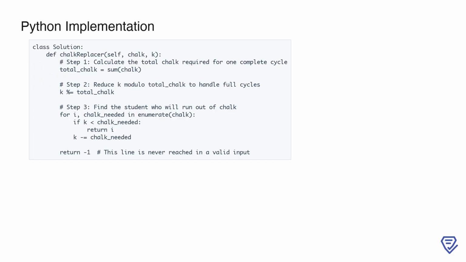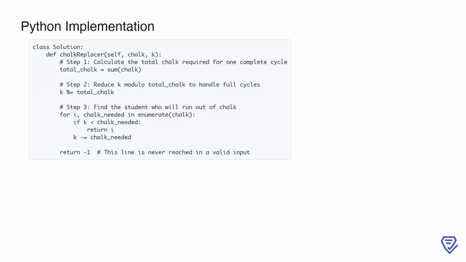Step 2. Reduce k using modulo. To optimize the process, we reduce k modulo the total chalk required for one cycle. This effectively removes unnecessary full cycles, leaving us with only the remaining chalk for the incomplete cycle.